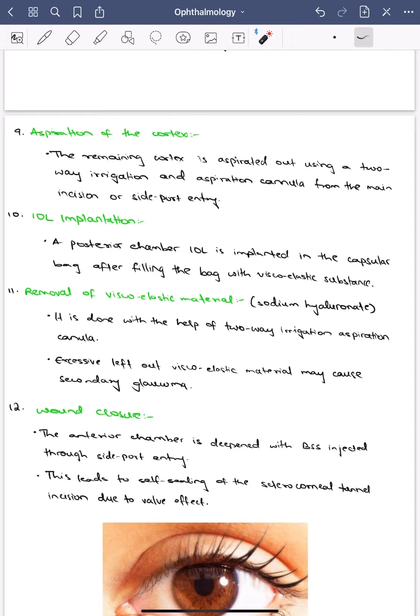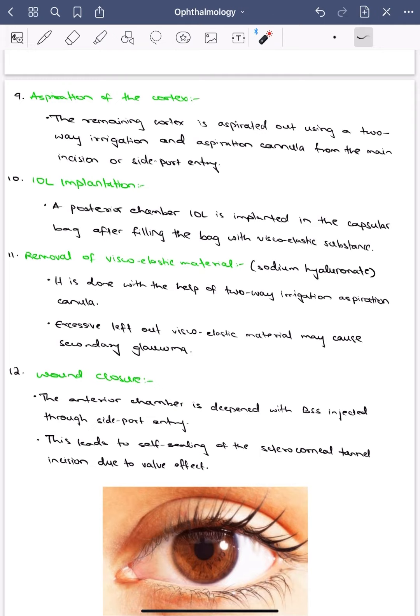The next step is removal of the viscoelastic material. Now it is done with the help of a two-way irrigation aspiration cannula, and the reason we remove the viscoelastic material is because excessive left-out viscoelastic material may cause secondary glaucoma, and the viscoelastic material used is sodium hyaluronate. And the final step in small incision cataract surgery is wound closure, and here the anterior chamber is deepened with balanced salt solution injected through the side port entry, and this leads to the self-sealing of the sclerocorneal tunnel incision due to the valve effect.